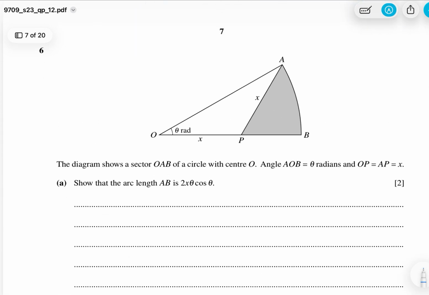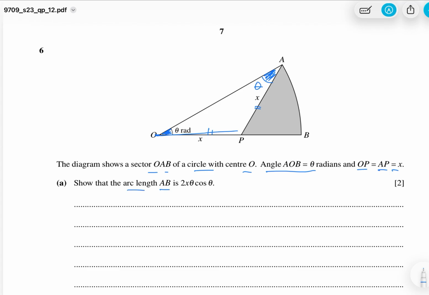All right. So the diagram shows a sector OAB of a circle with center O. This is the center. Angle AOB is theta. And OP equals AP. This will also be theta now. We will have to complete our diagrams. That is equal to x. So this is x and this is x. Why is this theta? Isosceles triangle. Angles opposite to equal sides are equal.